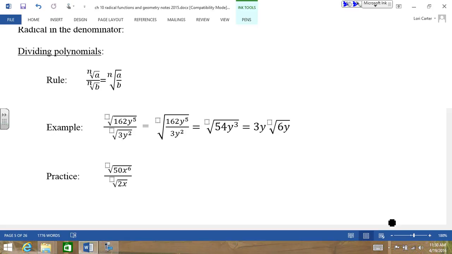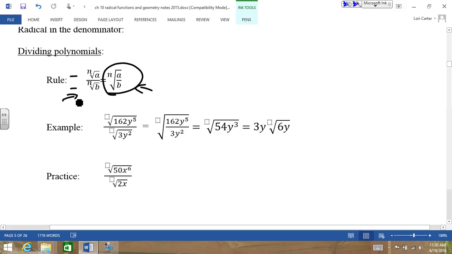Now, if the indexes are the same, so if they're both square roots or cube roots or 4th roots, and they're divided, we have 2 ways of writing them. We can write the numerator over the numerator, or we can put them all underneath one big radical. It depends on what we have to do. Sometimes we have to do both. Now, if they reduce, we prefer this way. This is nice. This one here's not as nice. We don't like him.